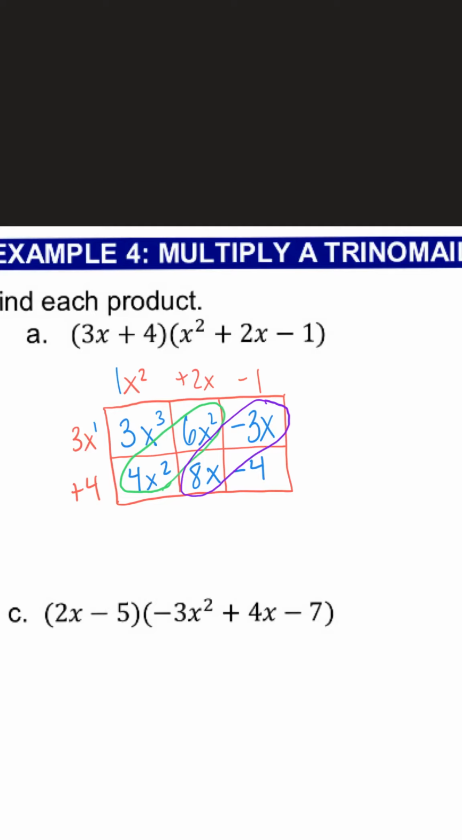So my first term, because we write in standard form, is 3x cubed. Then going into my green like terms, I have 6x squared and then 4x squared. They're both positive, so we're going to add them, and we're going to have plus 10x squared. Then moving on to my purple like terms, I have negative 3x plus 8x, so I'm going to subtract, and that's going to give me 5, and it's going to be a positive 5 because the 8 is bigger. So plus 5x and then minus 4. And that's my answer.